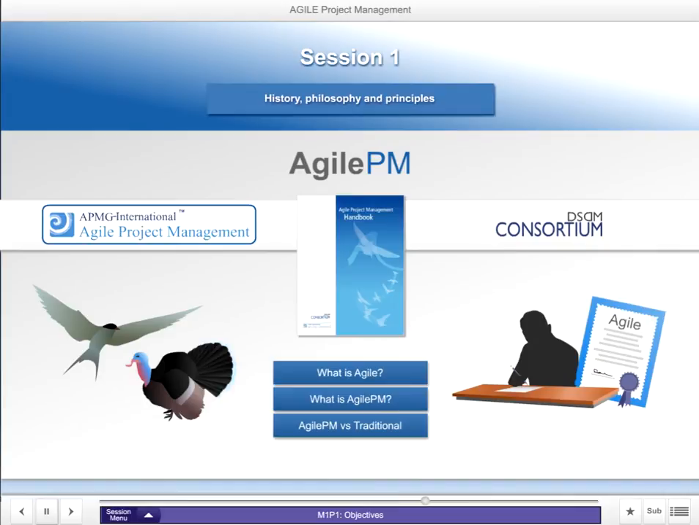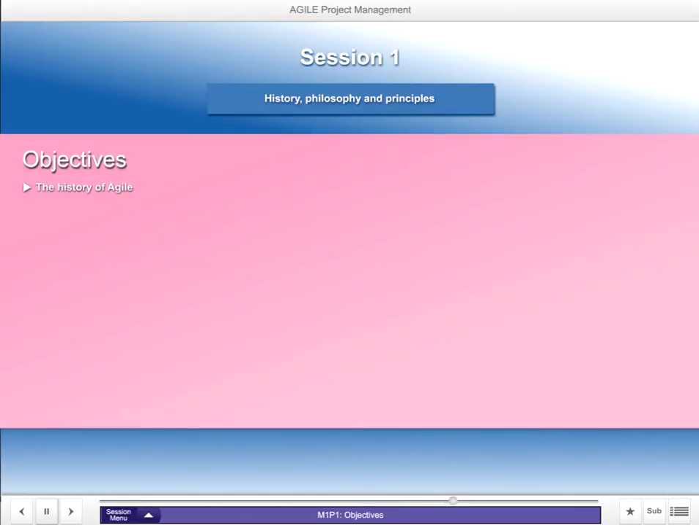When you have completed this first session of the course, you will know the background and history of the Agile movement and be able to identify the key organizations involved. Be familiar with the Agile Manifesto and recognize the 12 principles of Agile software. Understand the relationship between Agile and DSDM, and be able to explain the philosophy and principles of the DSDM Dynamic Systems Development Method.